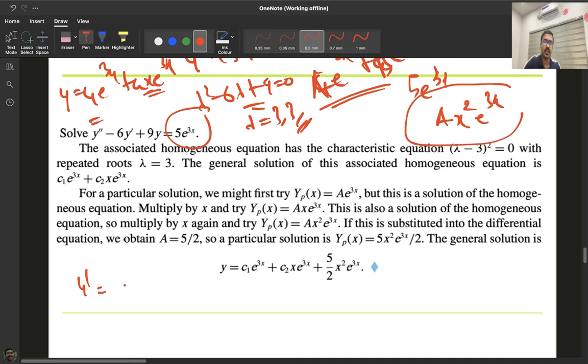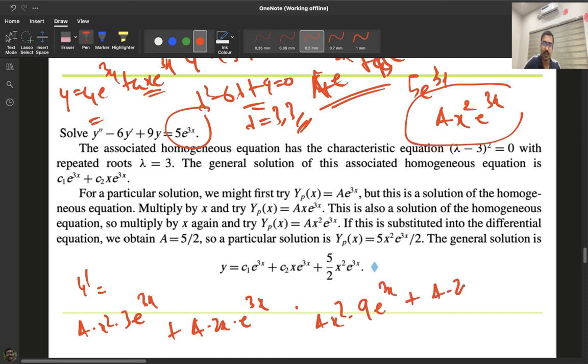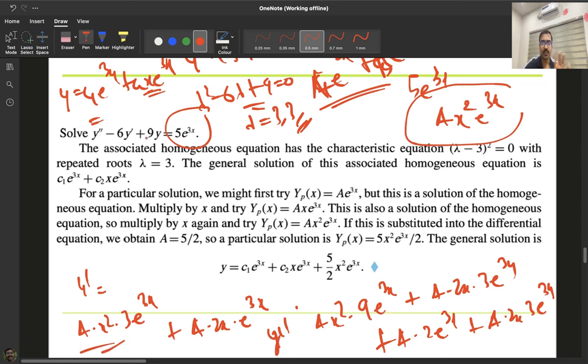There y dash would be simply a into x square into 3 e raised to 3x plus a into 2x into e raised to 3x. Okay, and your y double dash will be, again you will have to apply the rule there. So again you will have a into x square into 9 e raised to 3x plus a into 2x into 3 e raised to 3x, plus again a into 2 into e raised to 3x plus a into 2x into 3 e raised to 3x. So this is your y double dash, this is your y dash. Substitute everything into this equation, equate both sides and then find the value. So that is just calculation, everything is simple.